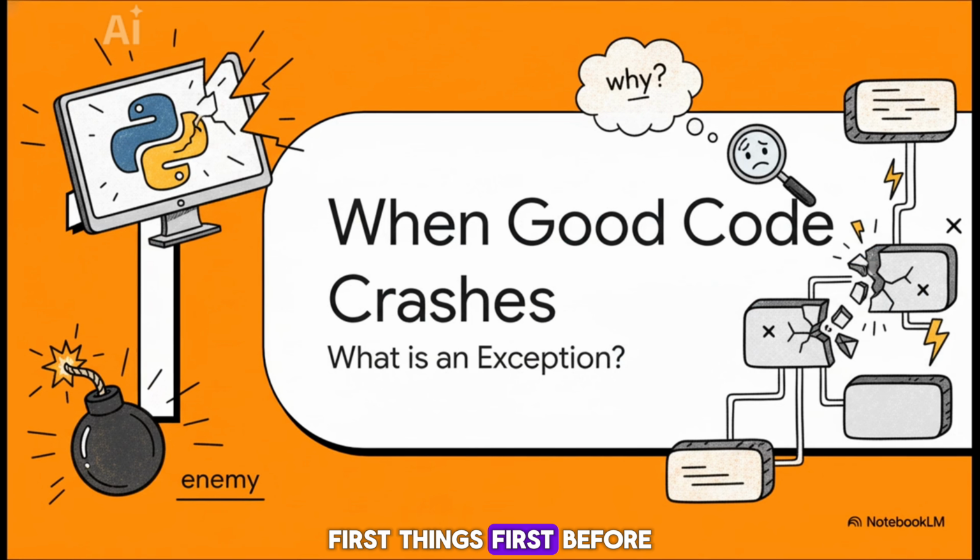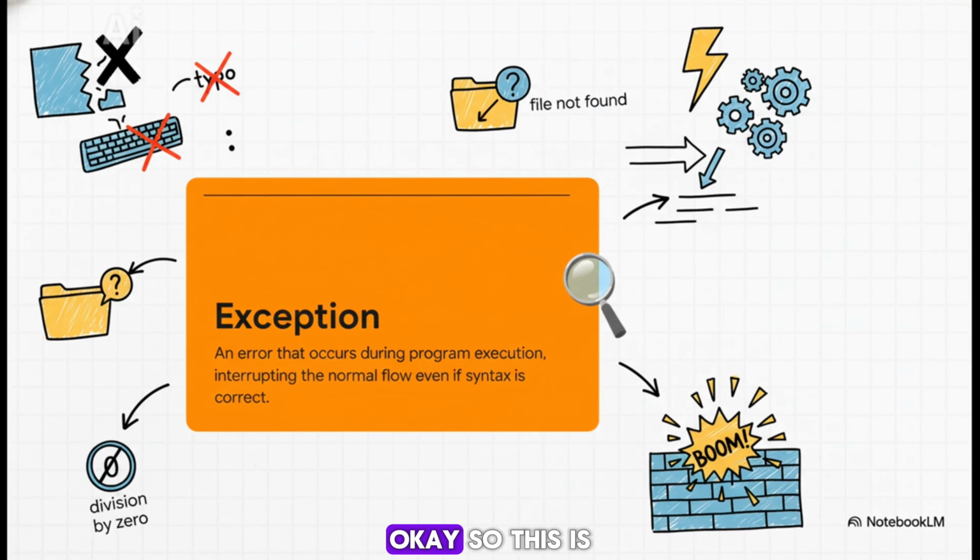Alright, first things first, before we can fight the enemy, we have to understand the enemy. So, what exactly is an exception, and why does it pop up even when our code looks totally perfect? Okay, so this is the absolute key thing to get. An exception is a runtime error. This isn't about you forgetting a colon or misspelling a variable. That's a syntax error. Your program won't even start with those. Now, an exception happens when your perfectly written code runs into a situation it just can't handle. Like you told it to divide by 0 or open a file that doesn't exist. The code is running along just fine and then, boom, it hits a wall it wasn't prepared for.